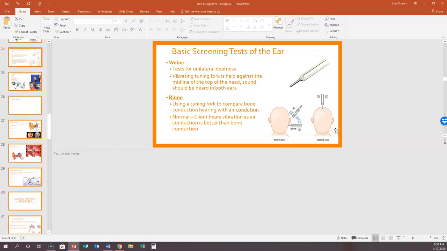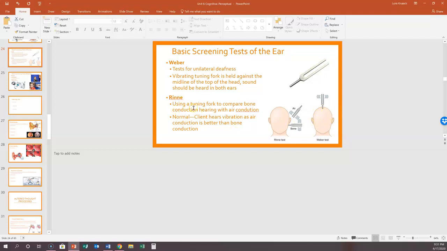All right, other ones, the Weber and the Rhine. The Weber test is for unilateral deafness. It's a vibrating tuning fork that is held against the midline of the top of the head, as you can see here. And the sound should be heard equally in both ears. So if it's better in one ear than the other, then you know that there's some inequality to the hearing.